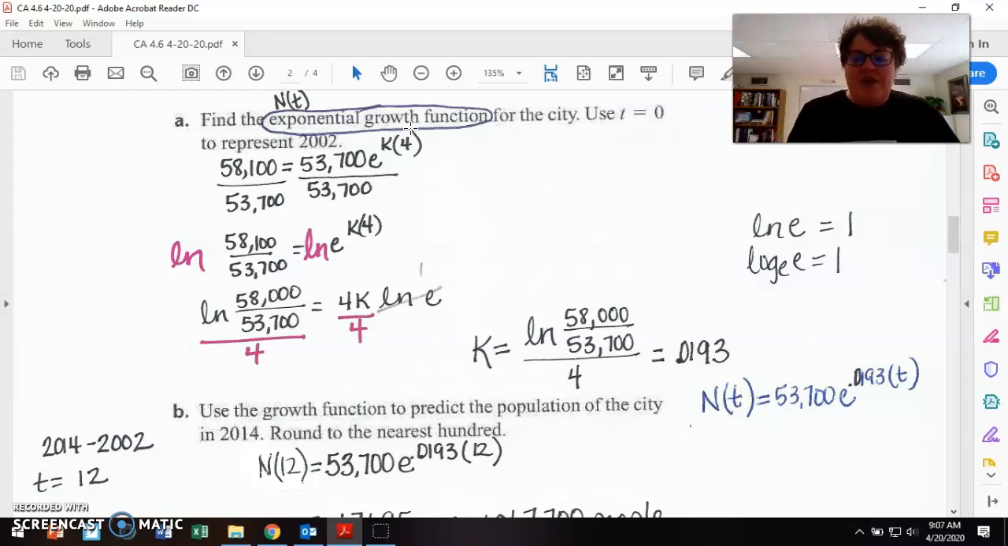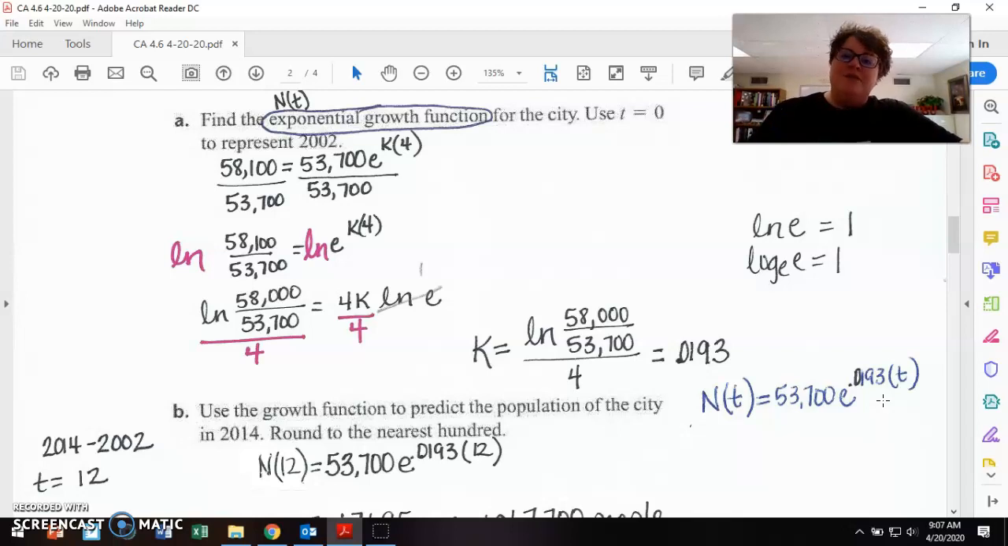Okay. So the goal is to write our exponential growth function. And so we want to come down here and we want to write it in general terms. N of t, we don't want the ending point at this point. Our starting point, again, 53,700, e, and then our k that we just found, and then t. And the reason we want to find that equation is now we can take that and use it to predict what's going to happen in the future.